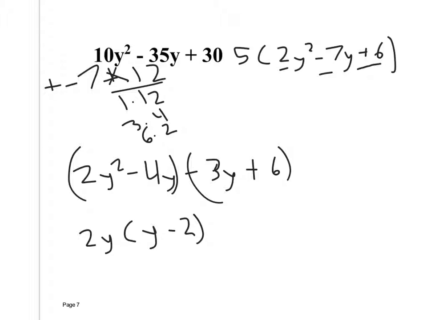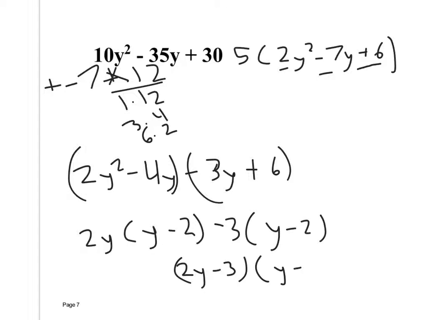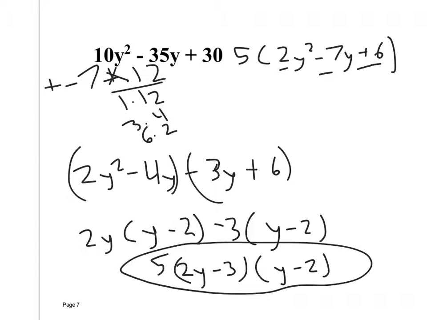So I've got to make the next one y minus 2. I can take negative 3 out. That gives me y minus 2. Combine those: 2y minus 3 and y minus 2. And don't forget that 5 you factored out at the beginning. And there's your answer, right?